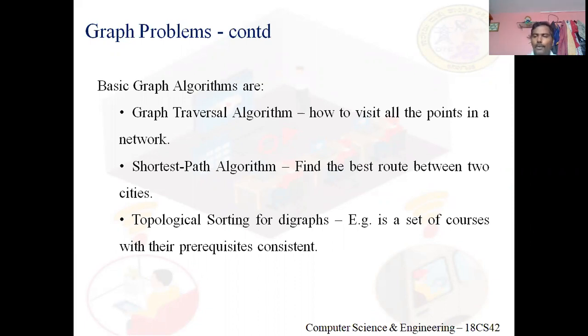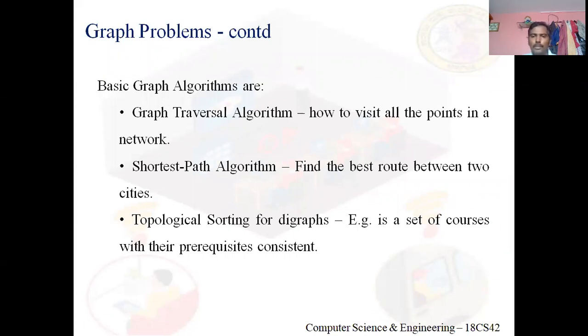If yes, how to visit all other cities starting from any city? You see, traversing the graph. If I represent my entire state as a graph, starting from any source node, source city, what are the ways of traversing all other cities? Got it? That is the graph traversal algorithm.